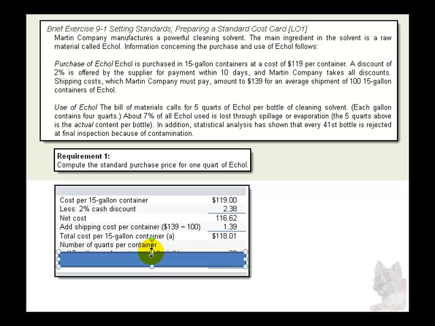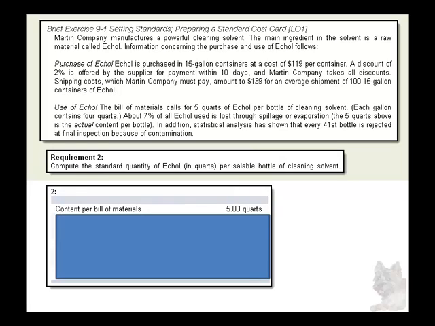Now, what else do we need to do? Let me slide this off entirely. All right, the number of quarts per container is 15 gallons times 4 quarts, which gets you 60 quarts, and the standard cost per quart then is the $118 and a penny that we came up with as the cost per 15-gallon container, divided by the 60 quarts per container. Okay, so the standard cost per quart comes out to be $1.97.